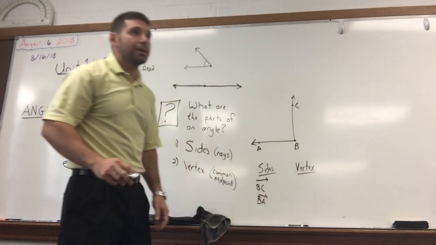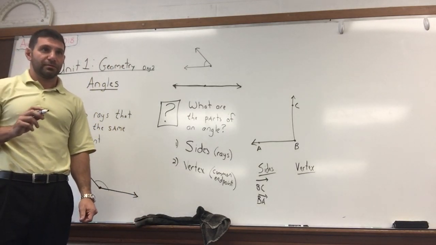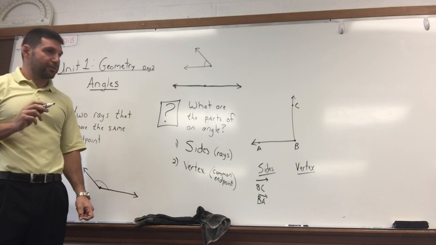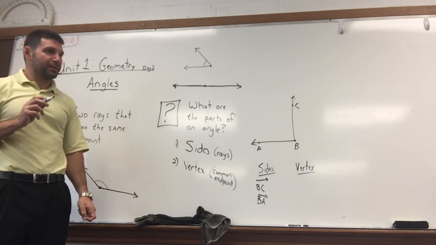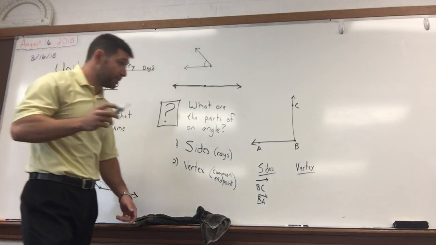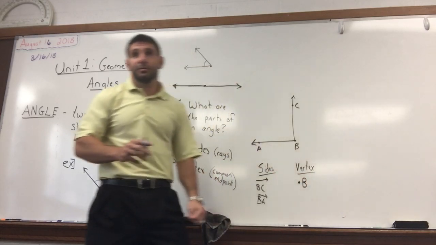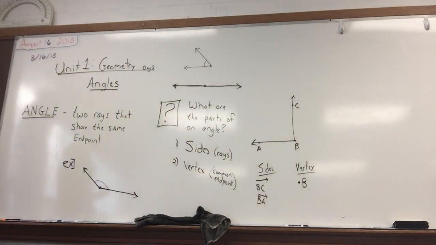What is the vertex? Jackson, you think you know what the vertex is? Where's the endpoint? B. Very good. My vertex is point B. The vertex is going to be very, very important. So the vertex is like the middle of it? Well, there's not a middle, but it's where the endpoint is.